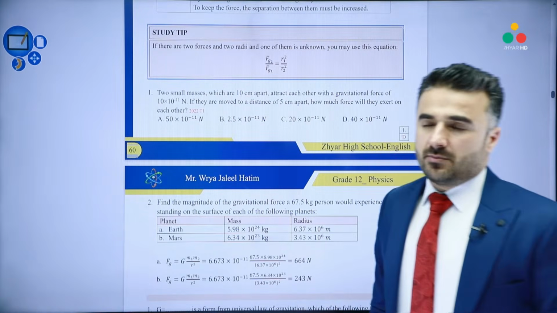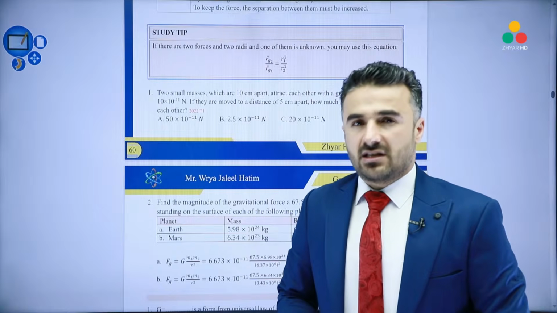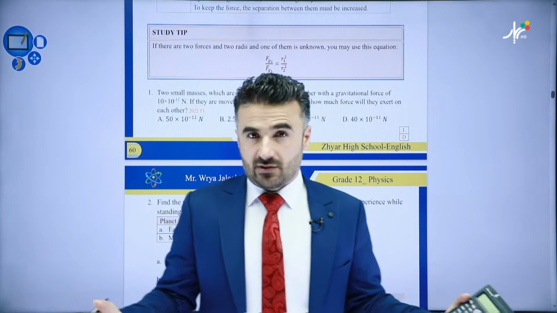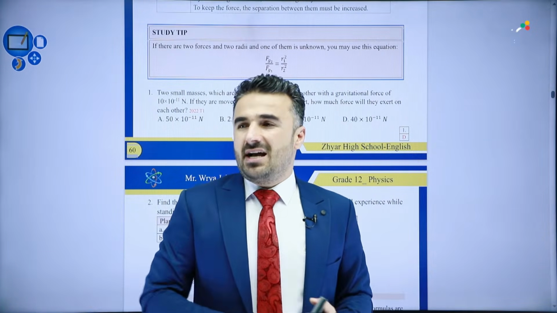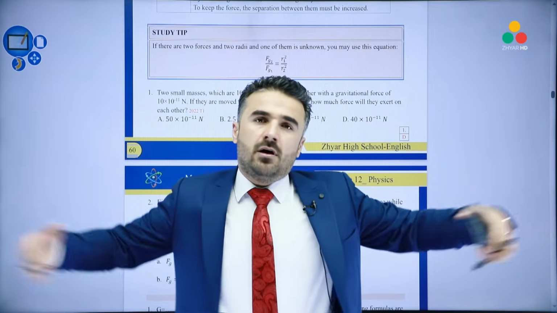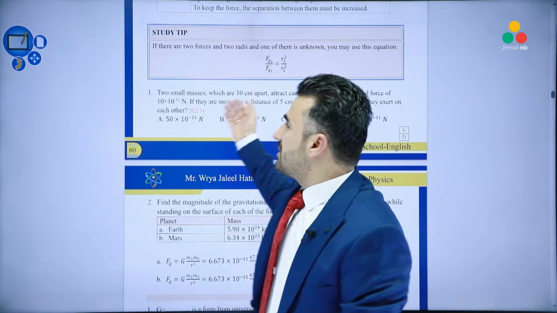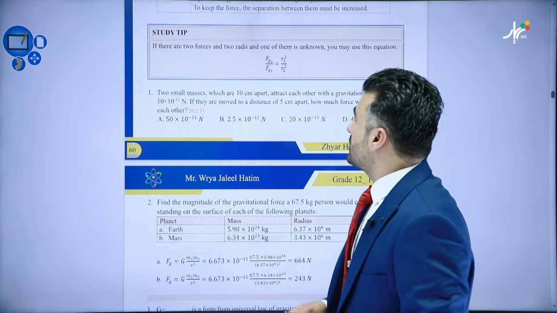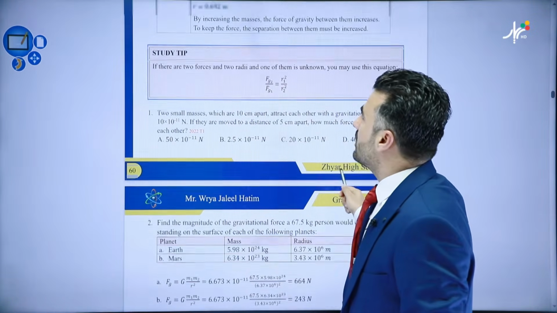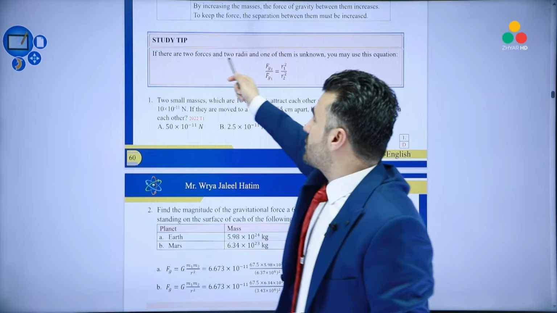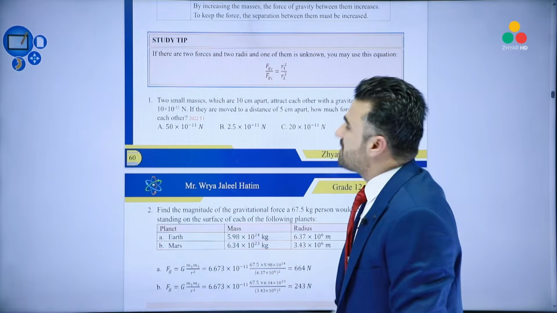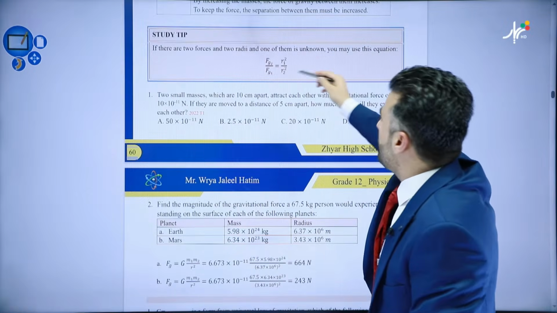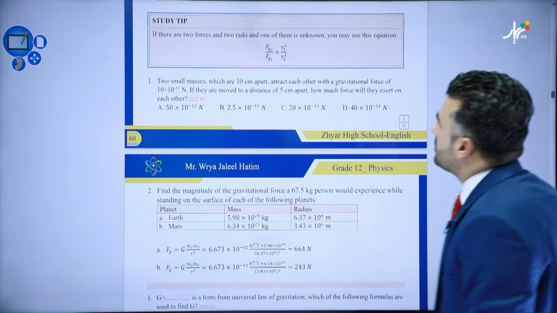Now, remember, sometimes two forces of gravity are given, and a distance is given, and then they will ask you for another distance. Let's say there are two objects separated by a certain distance. Then the force of gravity between them has a certain value. So what happens if we move the two objects further apart? Then the distance between the two will change. Or we can find the distance between the two when the forces are kept the same, or even when the forces change. So if two forces and two radii are given, radii being the separation between them, and one of them is unknown, then we can use this equation to find whichever is unknown.